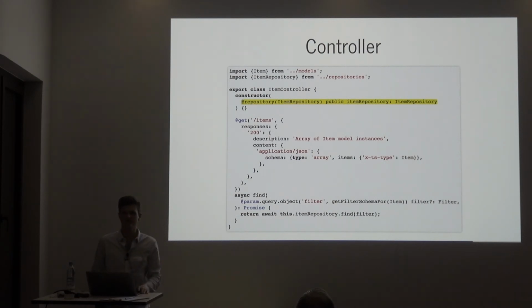Yes, question? Shouldn't the highlighted line be a property of the class and not the argument of the constructor? That's actually something that TypeScript provides you. If you add a public to a constructor argument, it automatically creates the field for that. You can also write private there. But if you leave it out, then it will just be used as a parameter.